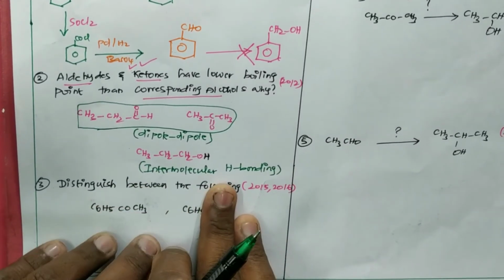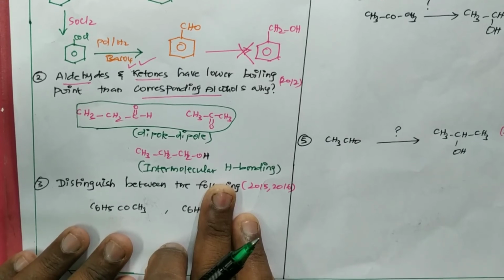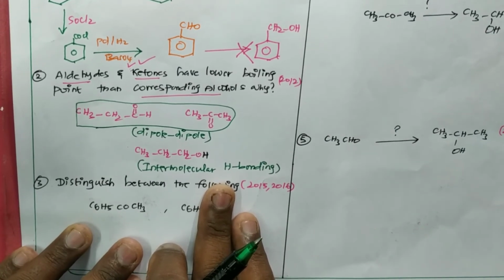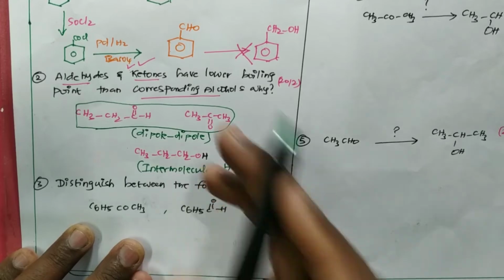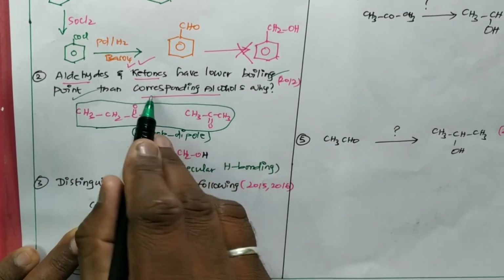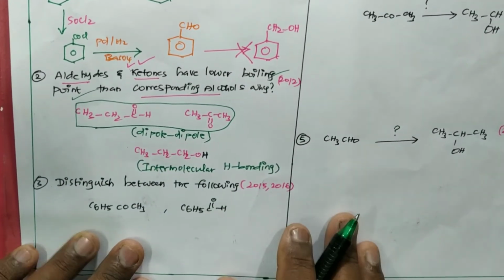Because of the hydrogen bonding, it is very strong, so we need to supply more energy to break the bond. That is why the boiling point is much higher for the corresponding alcohols. Are you able to understand, students?